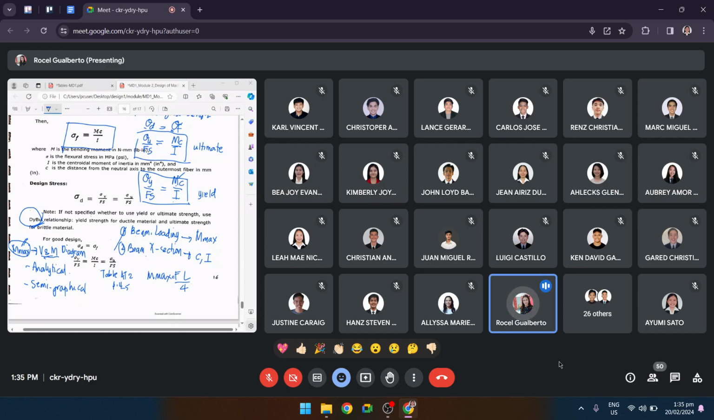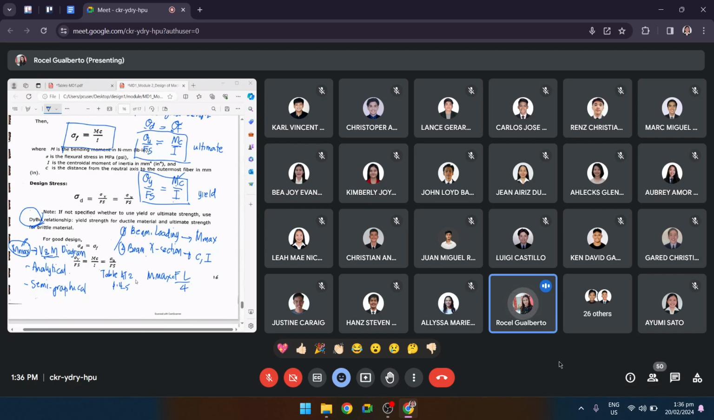So, let me continue. We can have Table 82 only. You can simply copy the equation there for the value of M maximum, only when it is the same as the one given in the problem.